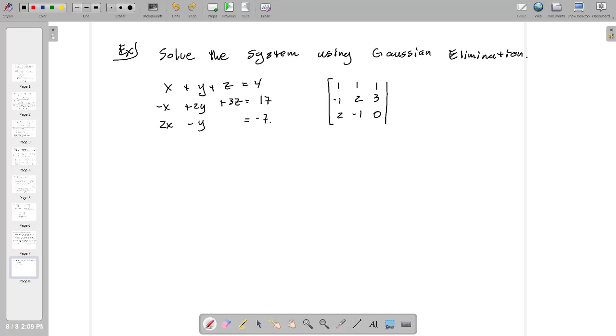I sometimes draw a vertical line here to denote that I'm augmenting. Sometimes I draw it dotted. Doesn't really matter. You don't even need it if you don't want it. Okay, so this is our augmented matrix.